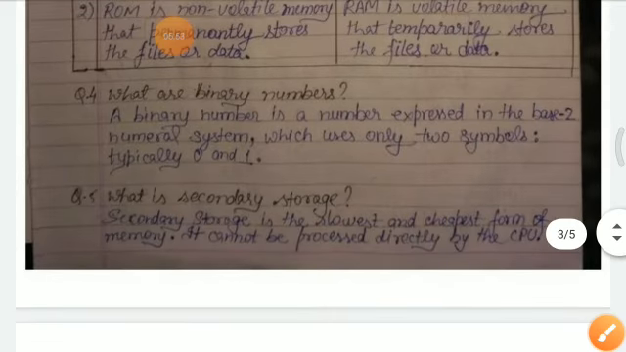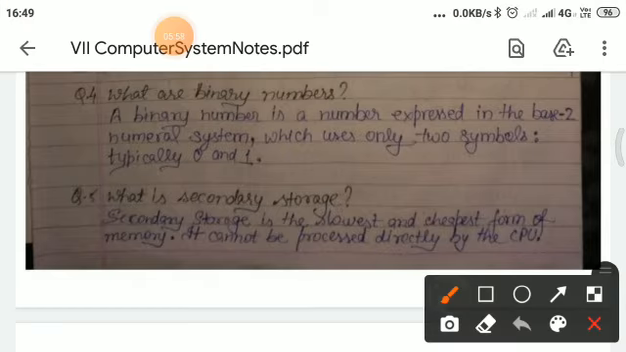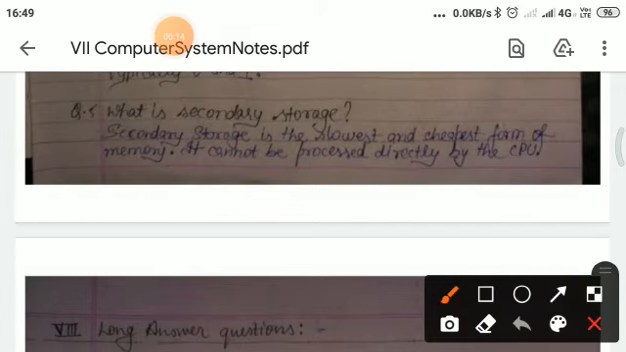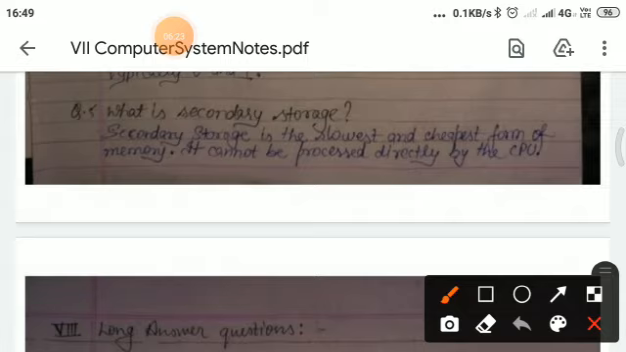And your next question is, what are binary numbers? A binary number is a number expressed in the base 2 numeral system which uses only two symbols, typically 0 or 1. And next question is, what is secondary storage? Secondary storage is the slowest and the cheapest form of memory. It cannot be processed directly by the CPU.